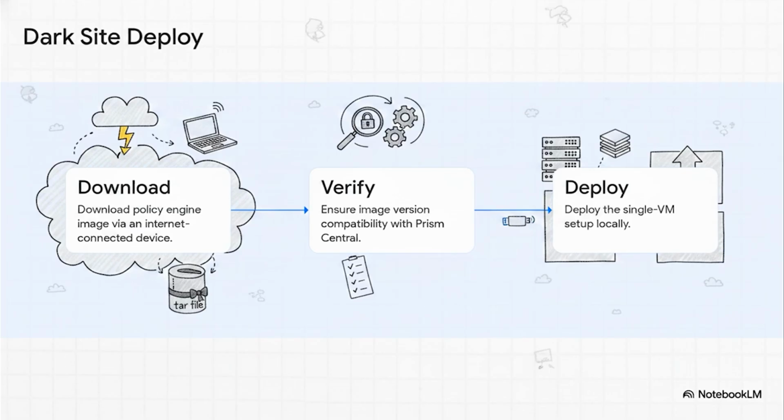You have to jump on an internet-connected device, download the policy engine tar file, and, this is critical, ensure strict version matching with your Prism Central instance. Then you physically bring that image into your disconnected environment, untar it, and run those deployment scripts locally to stand up your single VM enforcer.